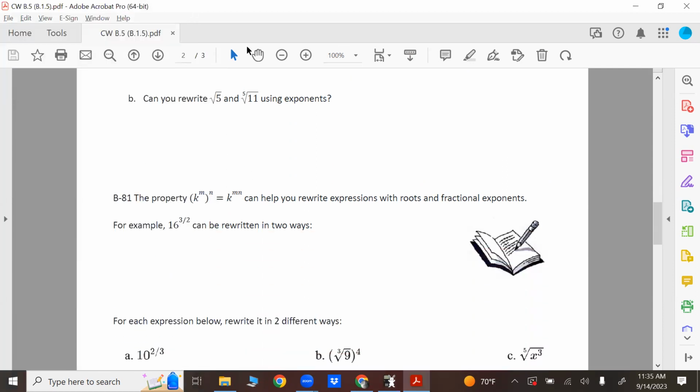When you write this as an exponent, that's 5 to the 1/2 power. What would this one be, guys? If you have the fifth root. 1/5, good, excellent.